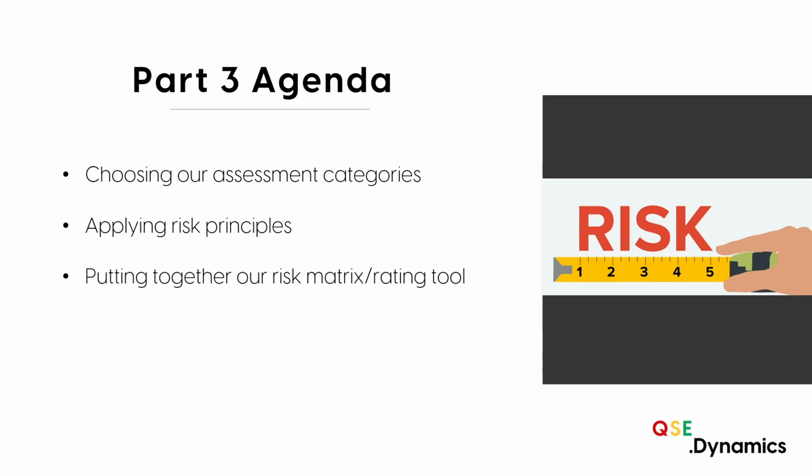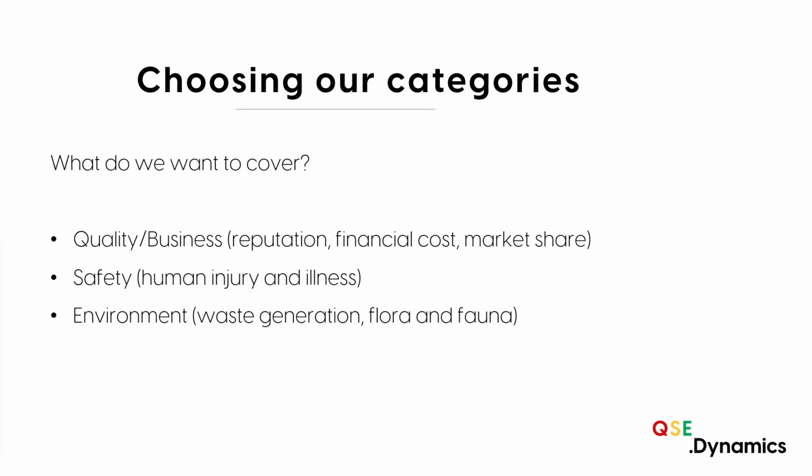And so we'll look at these and then we'll see how we can better improve these to make more sense for your business. We are going to start by determining what kind of categories we want to be able to assign a risk rating to. So in this example, we have quality in business, so we can start putting together metrics for reputation, financial cost, market share, safety, of course, human injury and illness, and then environmental, so waste generation, flora and fauna. So let's start putting this together to see how it starts looking when we put this into practice.